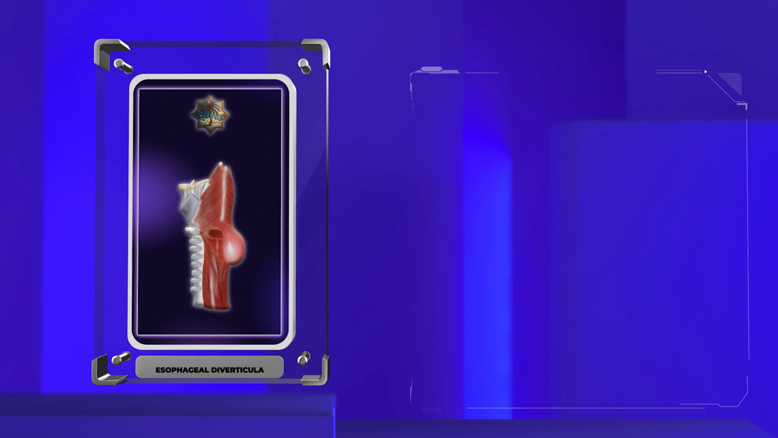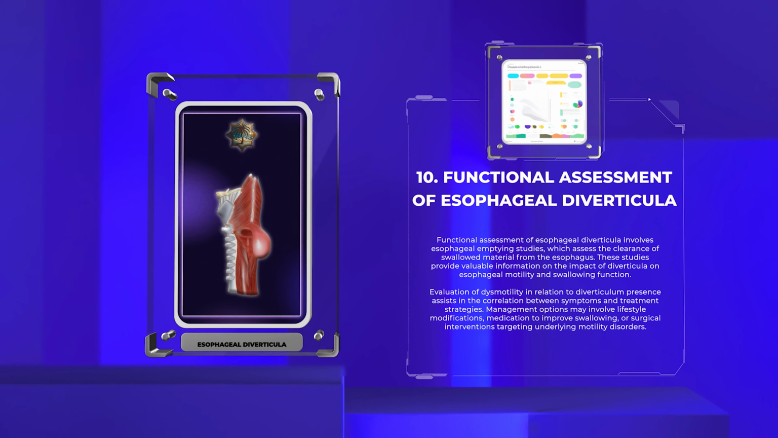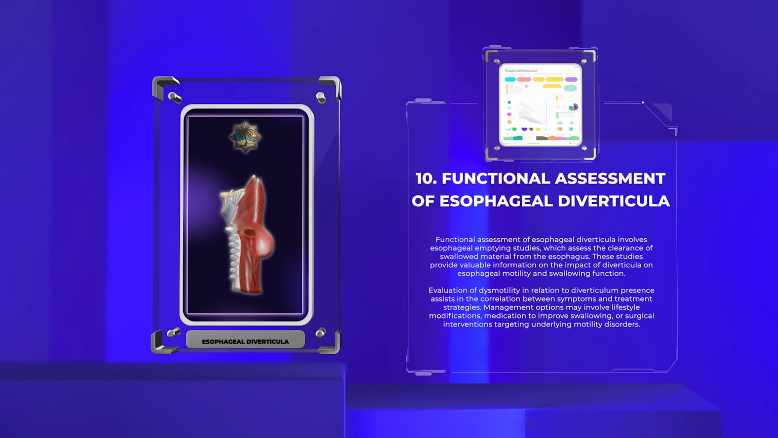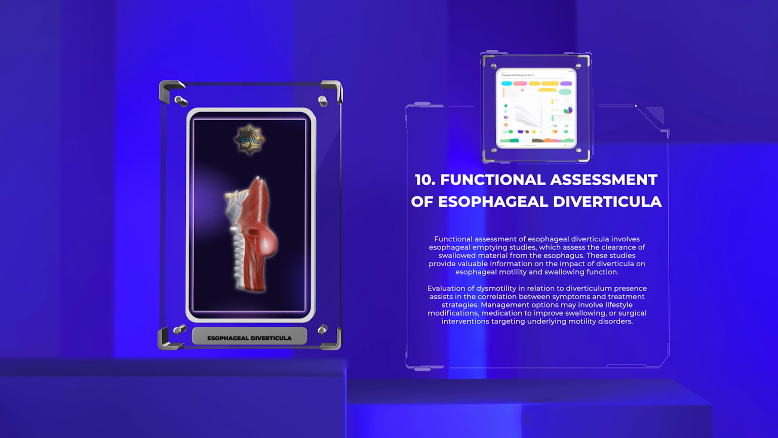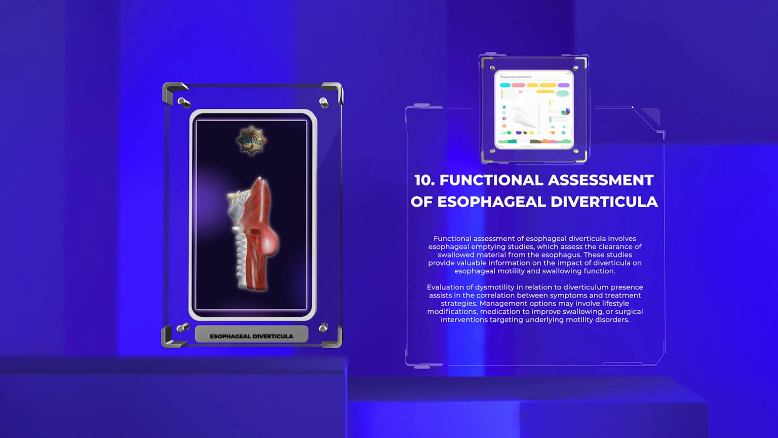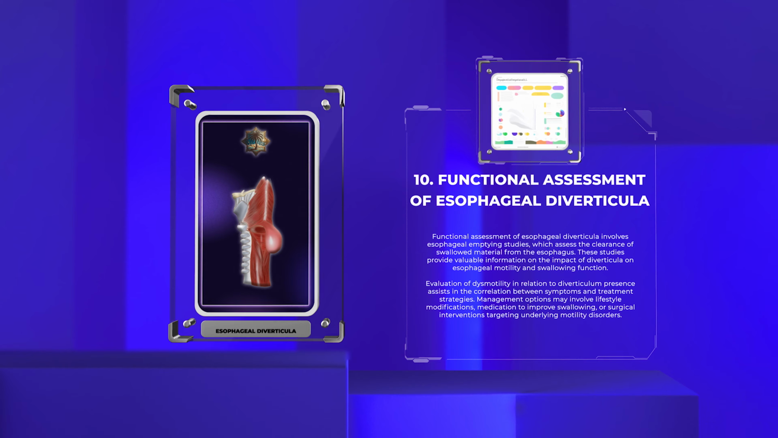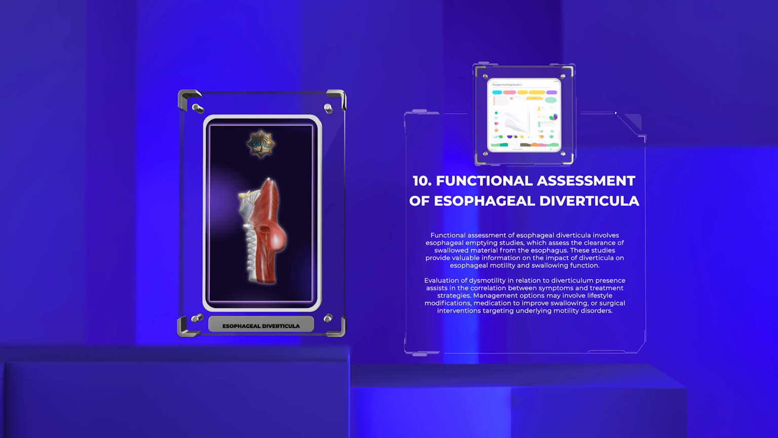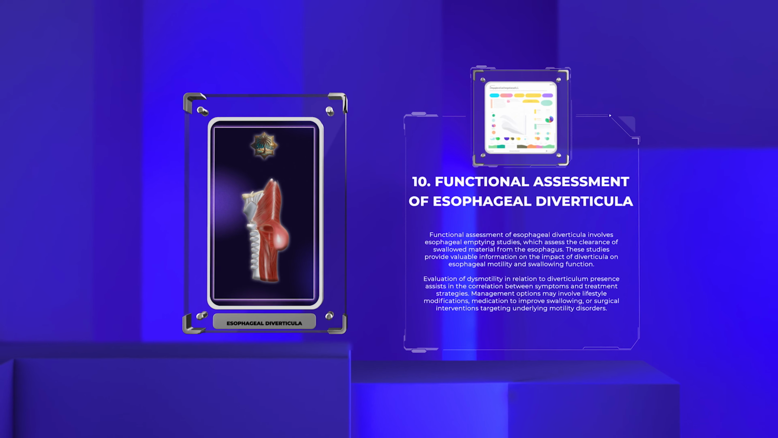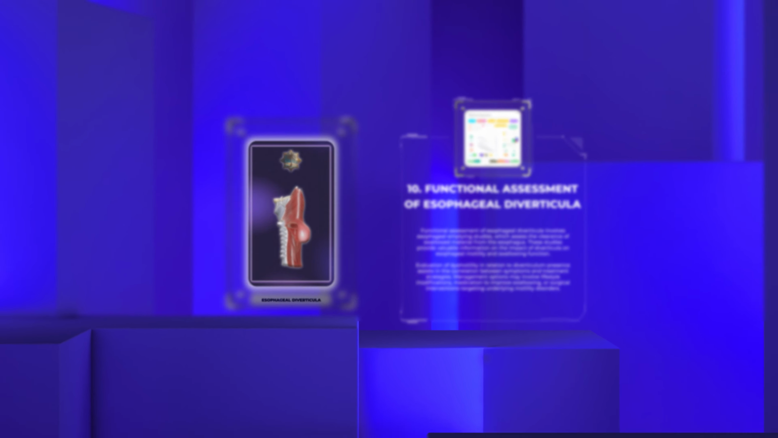Functional assessment of esophageal diverticula involves esophageal emptying studies, which assess the clearance of swallowed material from the esophagus. These studies provide valuable information on the impact of diverticula on esophageal motility and swallowing function. Evaluation of dysmotility in relation to diverticulum presence assists in the correlation between symptoms and treatment strategies. Management options may involve lifestyle modifications, medication to improve swallowing, or surgical interventions targeting underlying motility disorders.